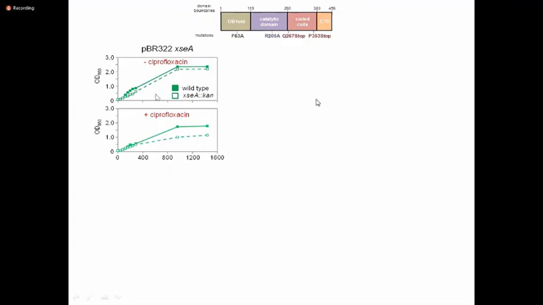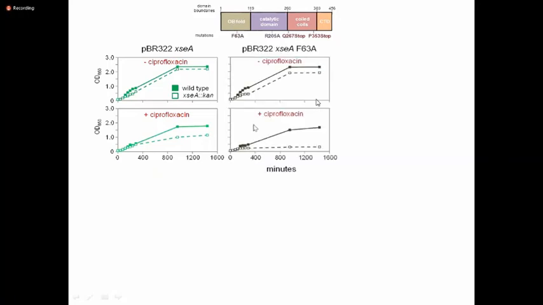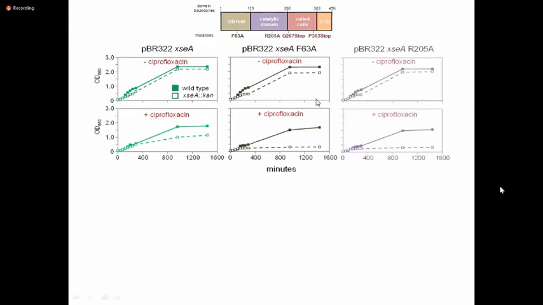Now, what we have done is we have deleted and mutated a bit in the OB fold, which is the DNA binding domain. And you can clearly see that when we mutate the OB fold, there's a growth defect, which says that the OB fold is very important for enzyme action. Again, we have mutated the catalytic part of the domains, the R205A, and you can see there's a growth defect with the catalytic domain as well.